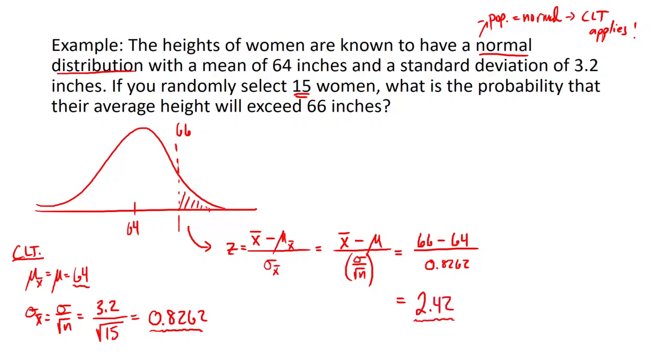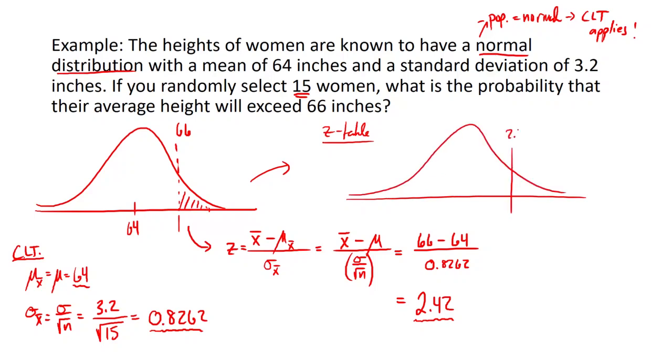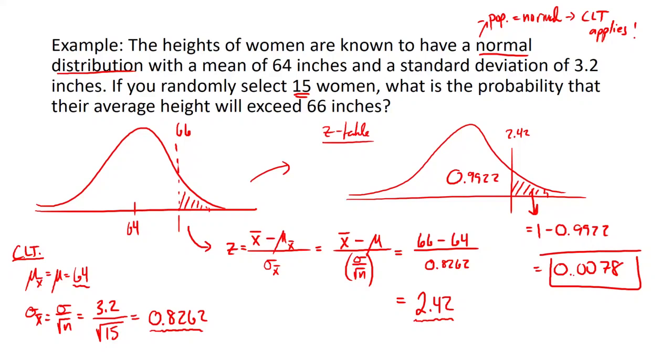So it's 2.42. So if we take that to the z table, 2.42 is out here. We're looking for the probability above. If you look up 2.42 in your table, what's the probability below? 0.9922. Yeah, it's 0.9922, which means the probability above that is very small. It's like 0.0078.